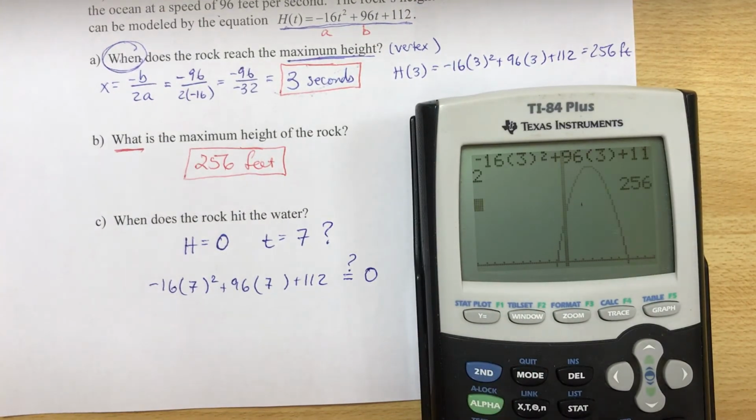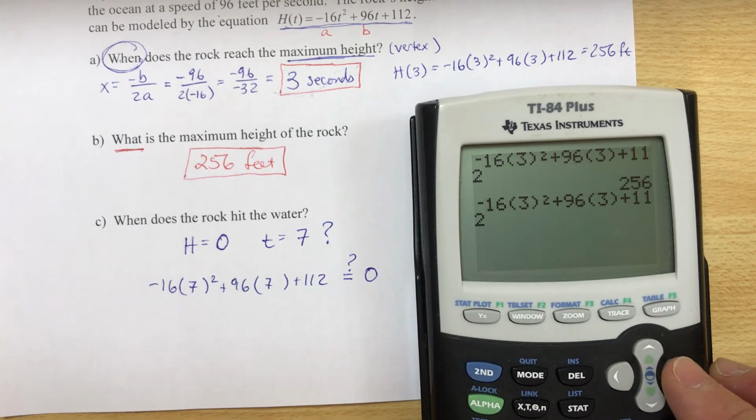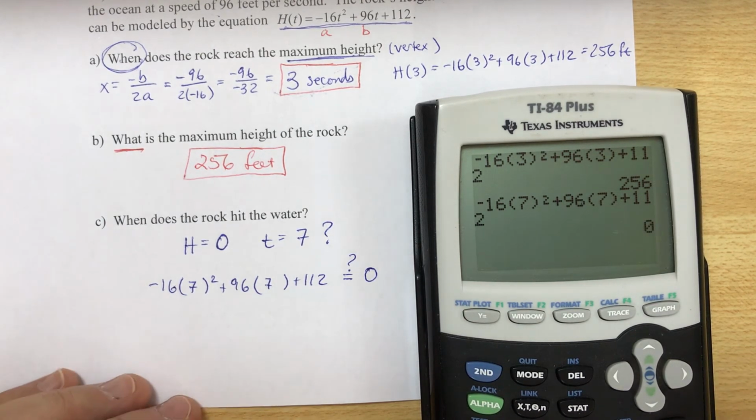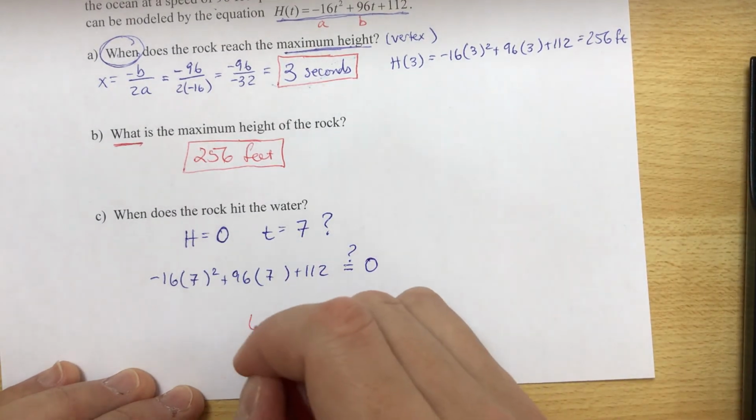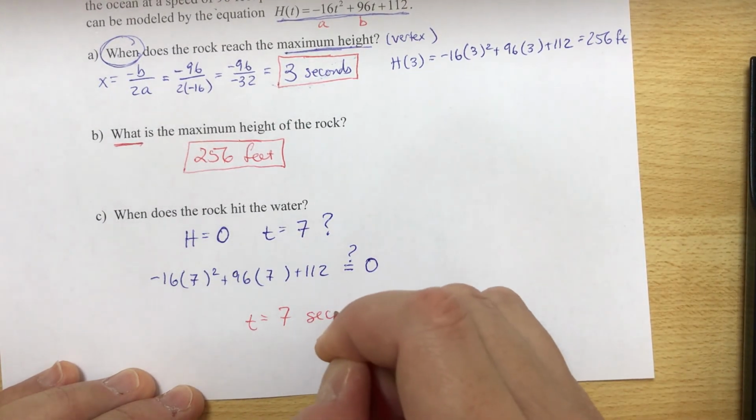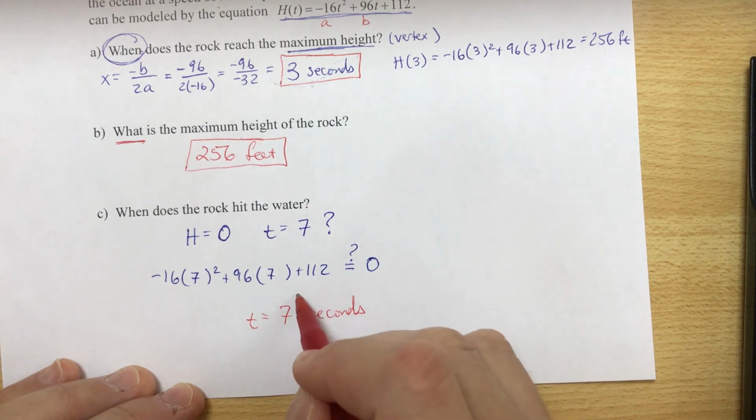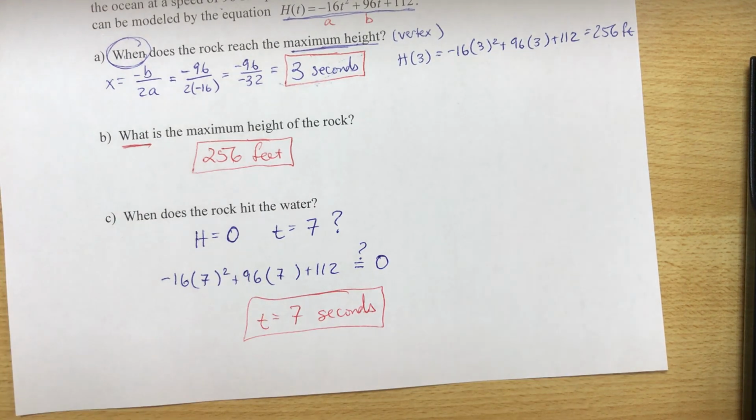So we're going to work this out here. So it's negative 16. I need to change 3 seconds to 7. And do we get 0? Yes, we do. So the time is 7 seconds. And that is the end of the notes.